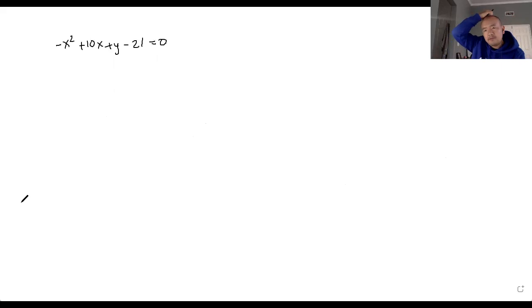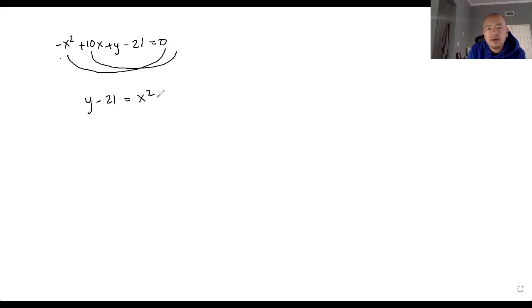Well, here are a few things. One, notice that the x is squared, but the y isn't. And so if that's the case, right away, you should know that this is a parabola. So what I'm going to do is add the x squared and subtract the 10x to the other side. So I get y minus 21 is equal to x squared minus 10x.